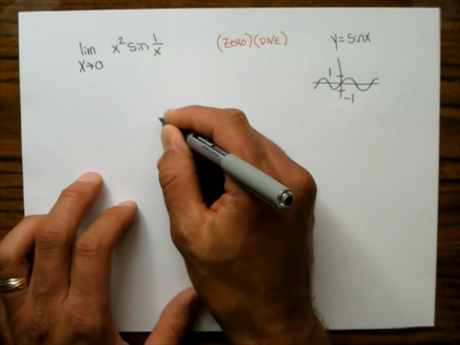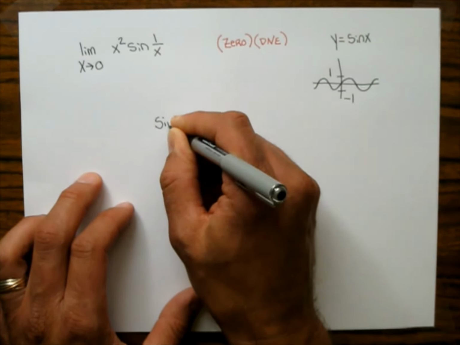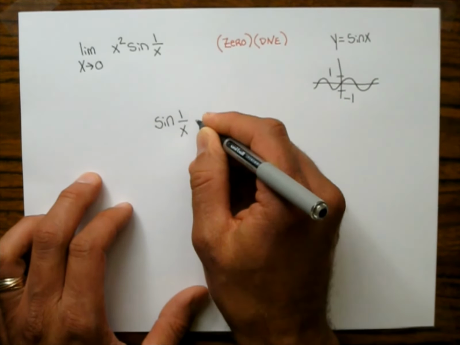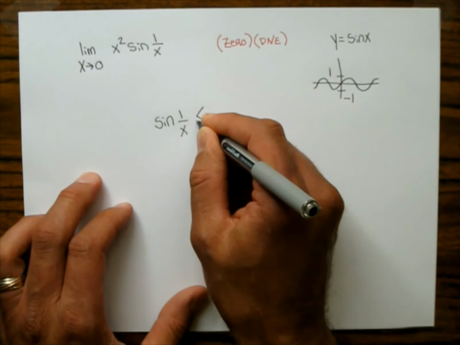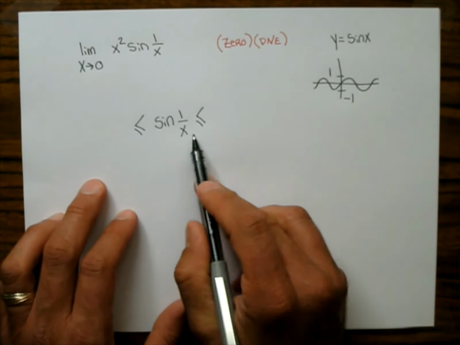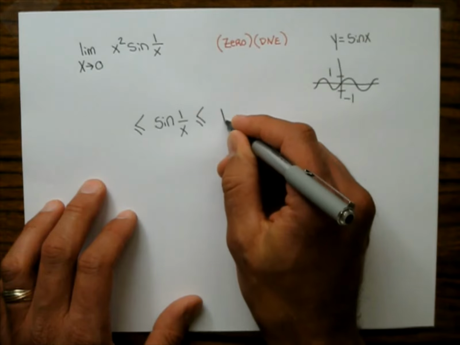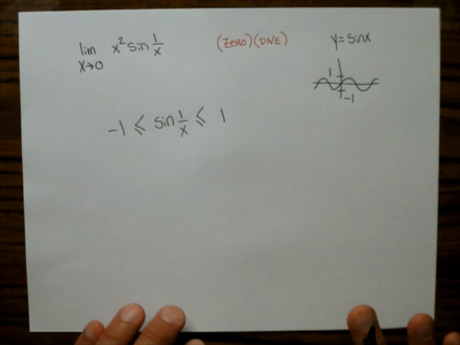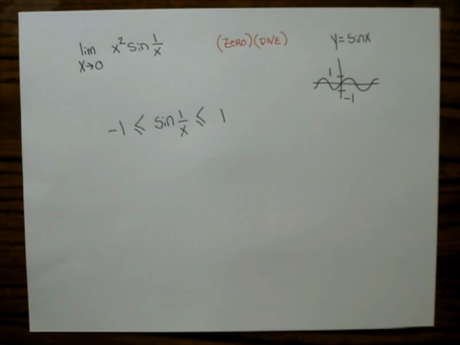So I'm going to write that down. The sine, I'm going to write it down in a mathy way. Sine of 1 over x is squeezed in between 1 and -1. So we'll start off by doing that. At any moment this camera is going to shut off. I don't know what the deal with that is. Well, anyway, we'll just continue.